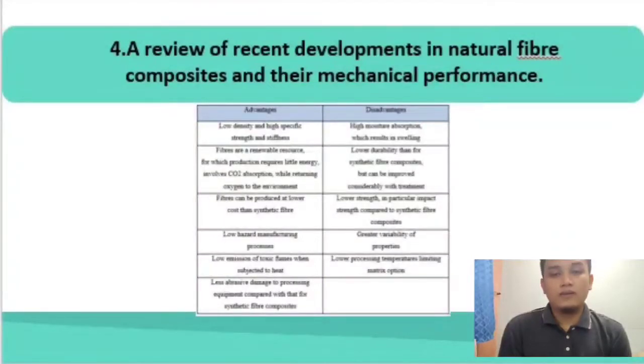The disadvantages of using natural fiber composites are its high moisture absorption, which can result in swelling. Next, it has lower durability than synthetic fiber composites, but this can be improved considerably with treatment. Next, it also has lower strength, in particular impact, compared to synthetic fiber composite. Next, it has greater variability of properties and also has a lower processing temperature, limiting matrix options.